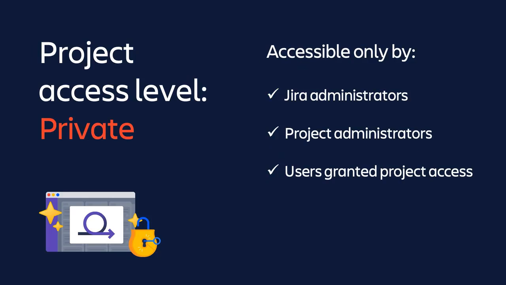Finally, a project can have private access. Only Jira administrators, the users in the project's administrator's role, a role which we will explain in upcoming slides, and people who are then added to the project can access the project. Nobody else has access to it or its issues via any search results.